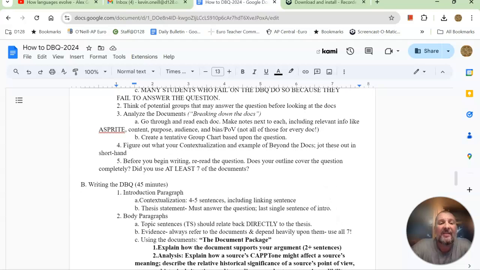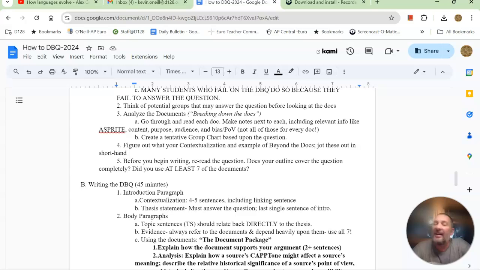The next step is a big one: analyzing the documents. I call this going through and breaking down the documents. You're going to read each document, and next to each one you're going to make notes, including relevant info.